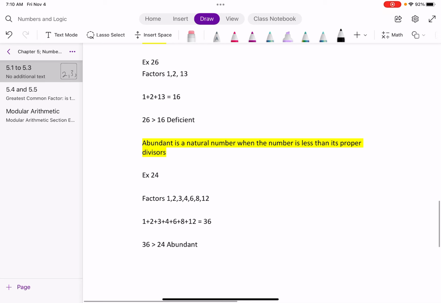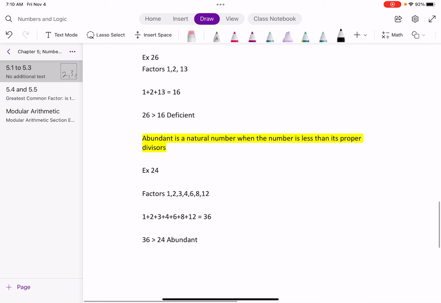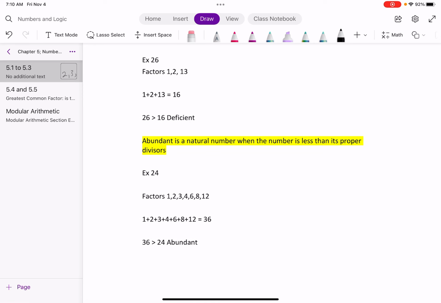24, list its factors: 1, 2, 3, 4, 6, 8, and 12. I add all of those together, I get 36. 36 is bigger than 24, so that is considered an abundant number.